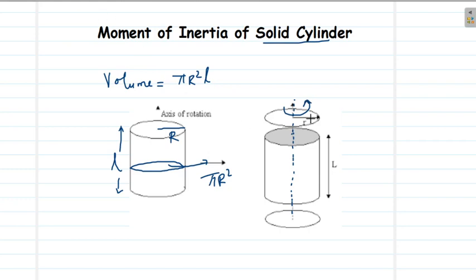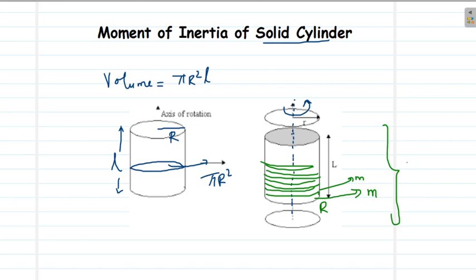To calculate the moment of inertia in this case, we can assume that the cylinder is composed of small discs of the same radius capital R, and when we put these discs above one another, we will get the full cylinder. Suppose the mass of each disc is m, and when you add together the masses of all the discs, you will get the total mass capital M of the cylinder.